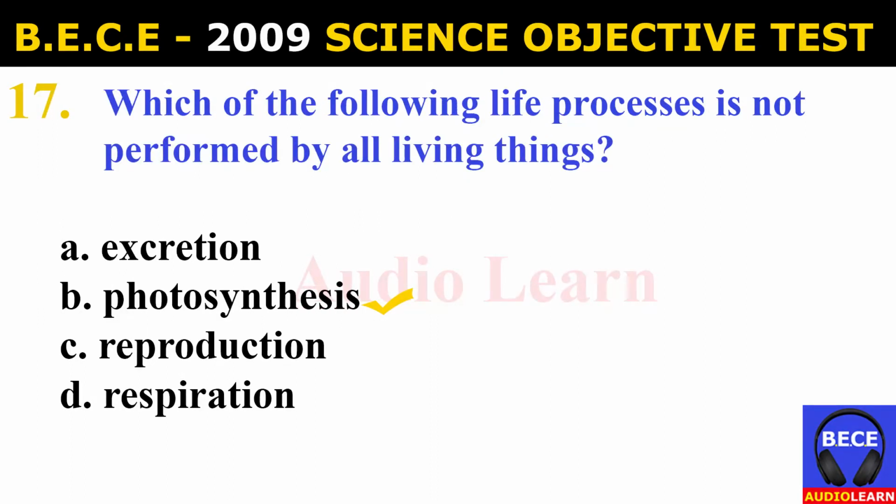Number 17. Which of the following life processes is not performed by all living things? A, excretion. B, photosynthesis. C, reproduction. D, respiration. And the answer is B, photosynthesis. Which of the following life processes is not performed by all living things? And the answer is B, photosynthesis.